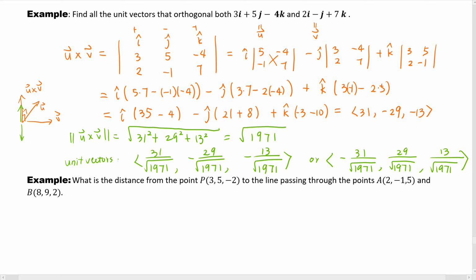So far, so good, everybody. So now we have found the two vectors that are orthogonal, both u and v. So far, so good. Okay, let's continue.